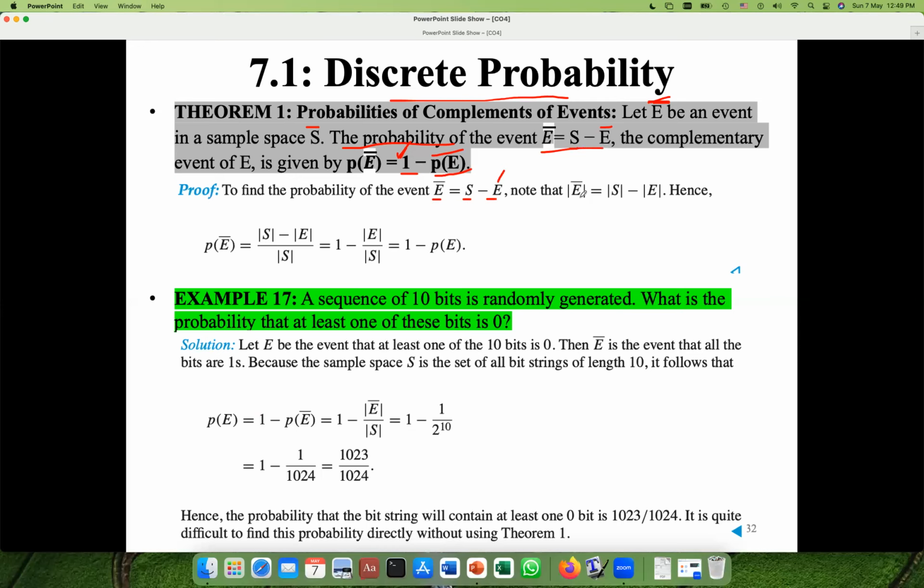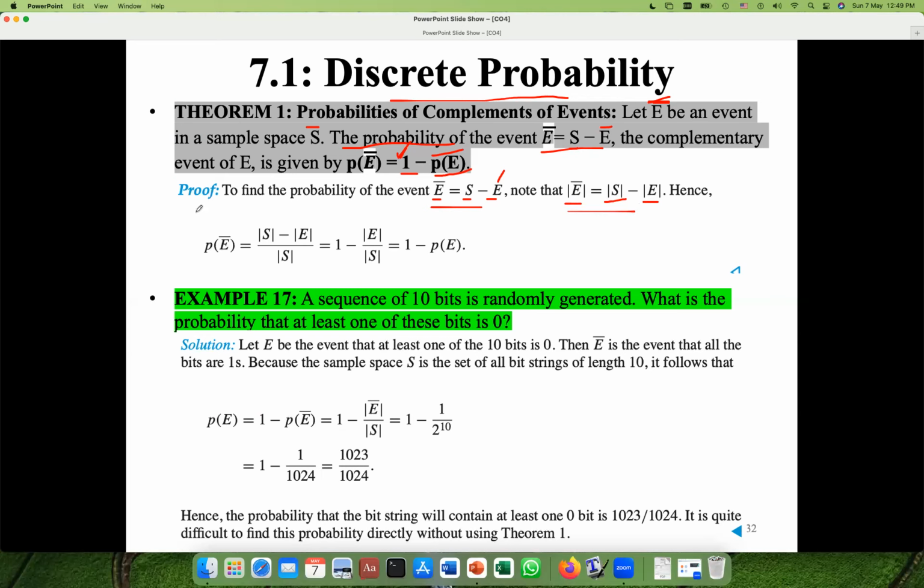And if you put bars, which means the cardinality or the size of E complement, this is equal to that one. The size of E complement is equal to the size of the space minus the size of the event. Whenever these pipes are there, it means you have to give the size value. So this or that, it's the same thing.